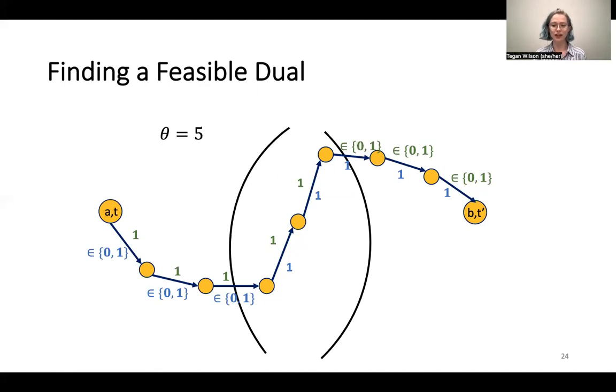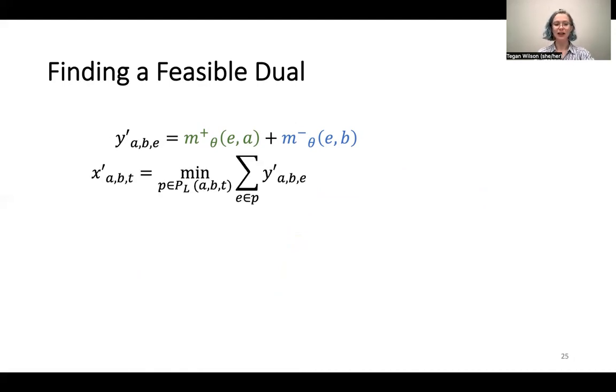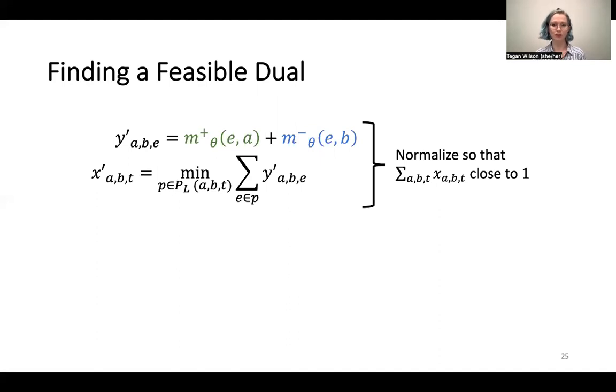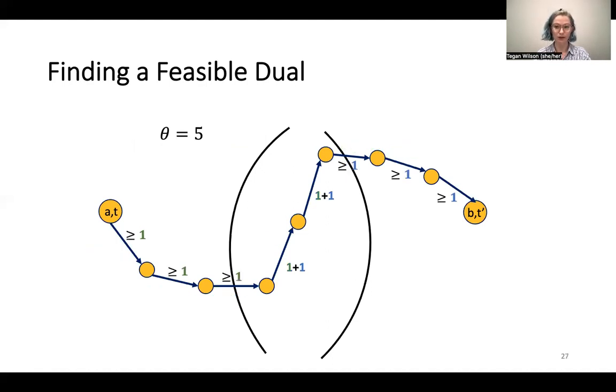Now that we have M plus and M minus defined, we're going to define the X and Y variables. We define them as follows. First, we define Y prime of ABE, that's just M plus sub theta of E and A plus M minus sub theta of E and B. Additionally, we define X prime sub ABT as just the minimum path length using those Y prime variables as edge weights. And then we'll be normalizing these variables so that the sum of all of the X_ABT is close to 1, but just above 1. Let's see what this looks like on our path. The Y prime ABE is just defined by adding M plus and M minus together. So this is what we end up with for Y prime variables. And additionally, X prime is just the minimum path length using Y prime as edge weights.